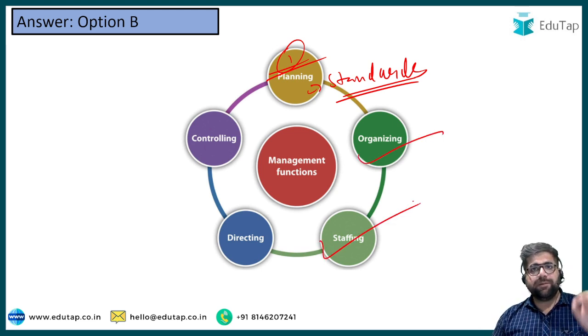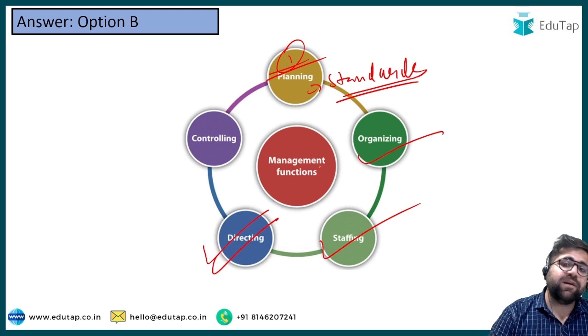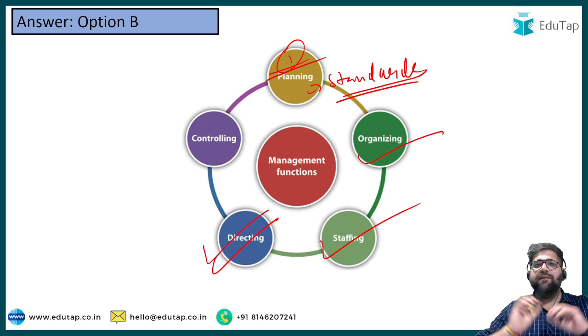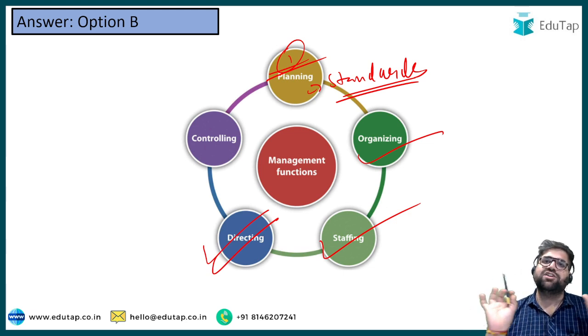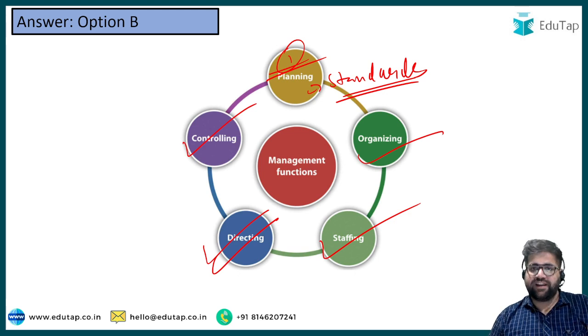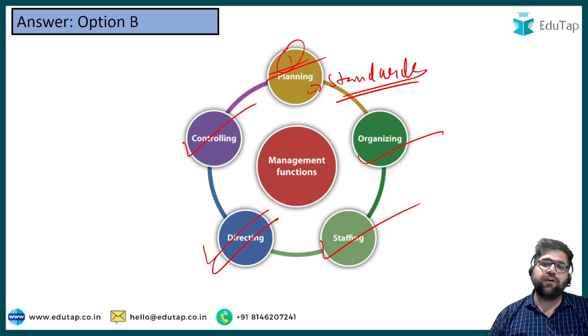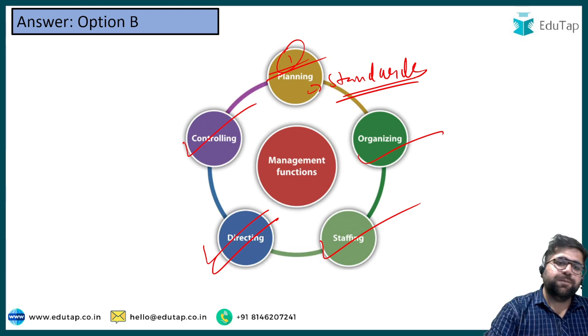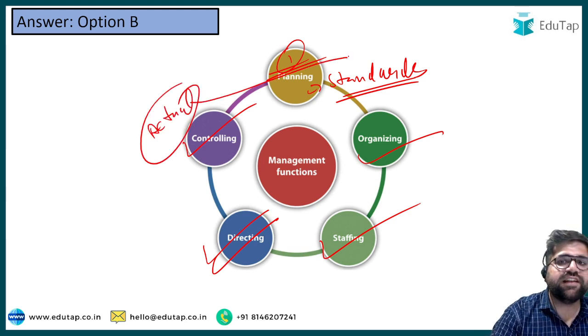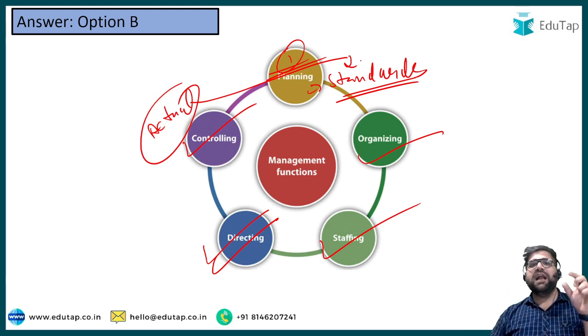Staffing is what? Putting people to the job. I will do recruitment, selection, and so on and so forth. But under directing, my friends, I will start the operations. I will say, I am starting the operation today. It's like Shri Ganesh. Then comes controlling. Controlling is a phase wherein you compare your actual performance to the standards. So basically, I am comparing my actual performance to the standards which I have set. Controlling is that particular phase.